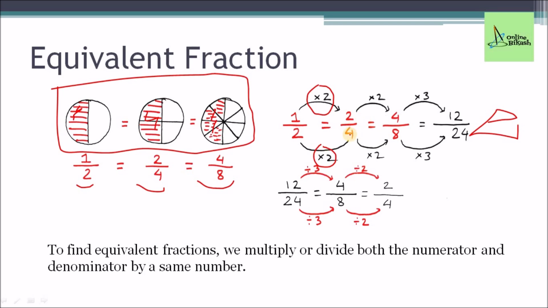Similarly, if you multiply again 2 with the numerator and again the same number 2 with the denominator, then you will get 4 by 8. So 4 by 8 is also the equivalent fraction of 1 by 2.